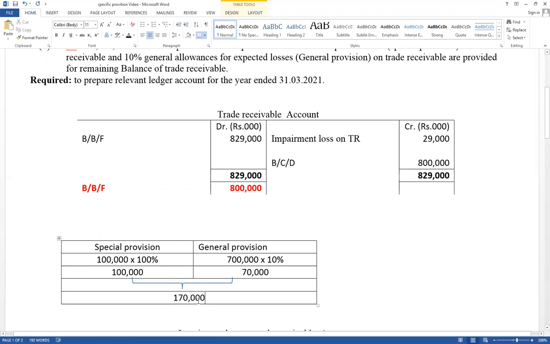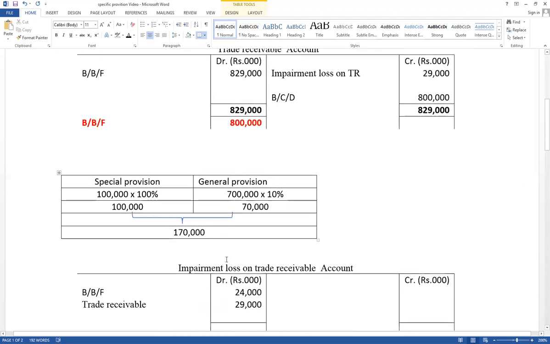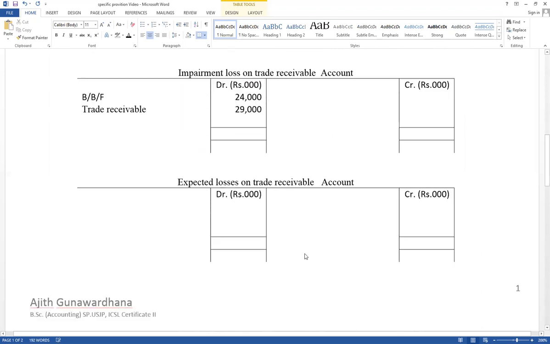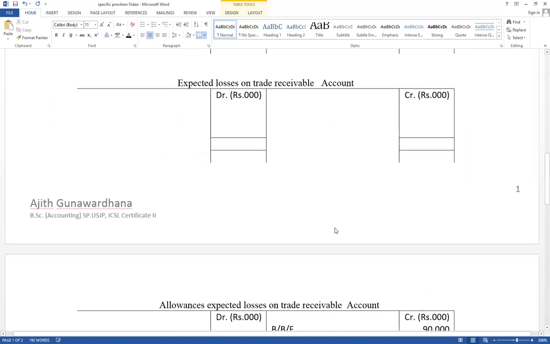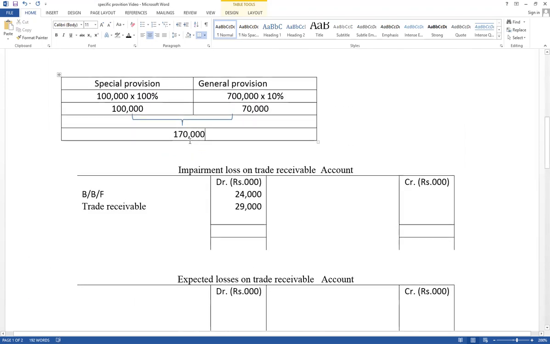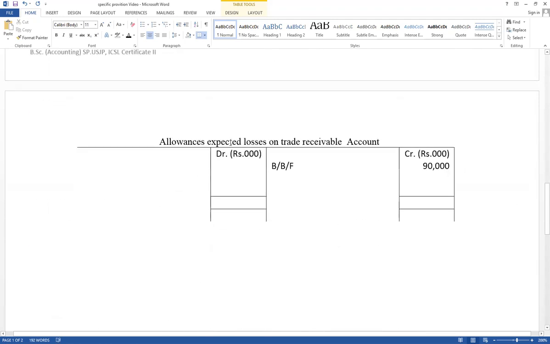Then the recording part is normal. Normally, expected losses account debit, allowances for expected losses account credit. Normal double entry. But now it has given an opening balance. If it has given an opening balance, you have to recognize under provision or over provision. Therefore, closing balance equals 170,000. That value should be recorded as a closing balance. Therefore, in the allowances for expected losses, if it has given an opening balance, the calculated value should be recorded as a closing balance, as a balance carried down. As a balance carried down, closing balance equals 170,000.